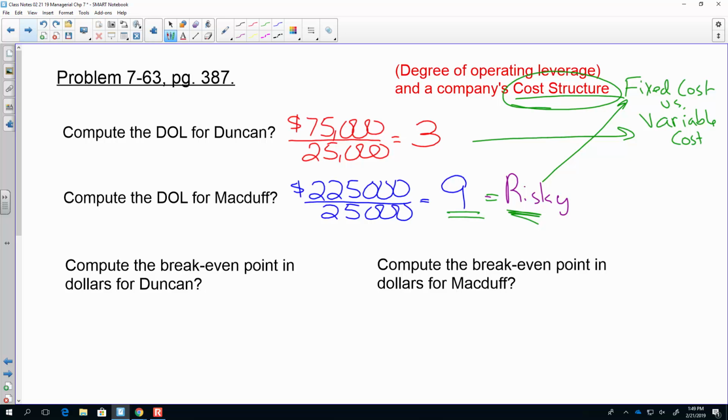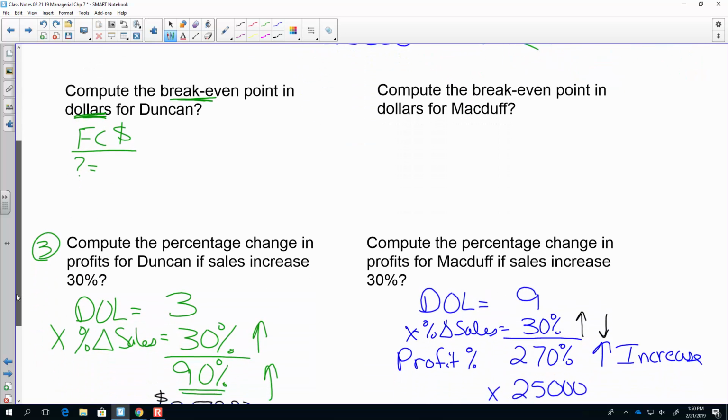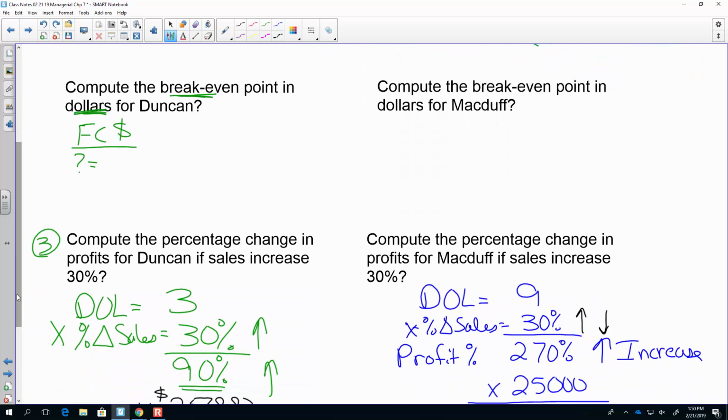So we have Duncan, we have McDuff, problem 63. Let's finish her out. Compute the break-even point in dollars for Duncan and McDuff. Think of the formula now. We want the break-even in dollars. So we have fixed cost on the top. My question is, what do we have on the bottom, guys, to get a break even in dollars?